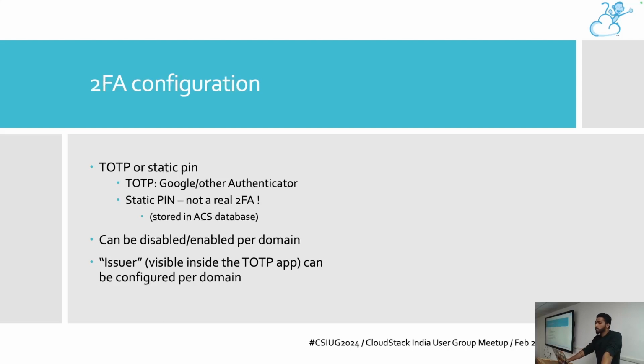Continuing on the configuration, we have these two types that we support. One is time-based OTP and the other is static PIN. Time-based OTP is the typical one that we use with Google or any other authenticators. We have tested with Google and Microsoft, but it should work for all the authenticators available because it is the same protocol that is used. Static PIN, when we choose static PIN for 2FA, it generates a static code. To be frank, it is not a real 2FA, but we have made it as an example that everyone can use. It is like a second password, nothing else.